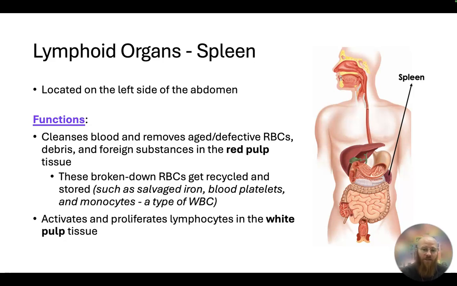Blood platelets and monocytes, which are a type of white blood cell. Not only can we break these down and reuse them to make more of those that are not worn out, but we can also store them for later. And this is going to actually also have a role in activating and proliferating lymphocytes. And we have what we call red pulp tissue and white pulp tissue that comprise the spleen. The main thing that we want to keep in mind here is just that it's another way to cleanse, to repurpose and repackage, and a little bit of added storage for those blood cell components.